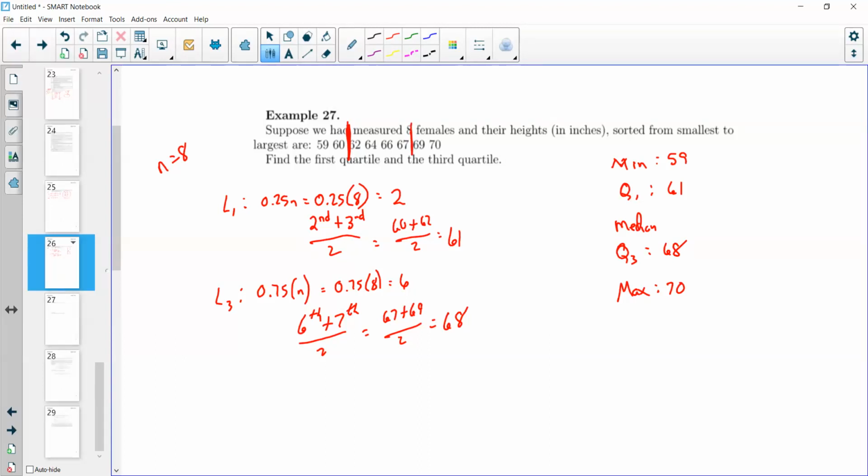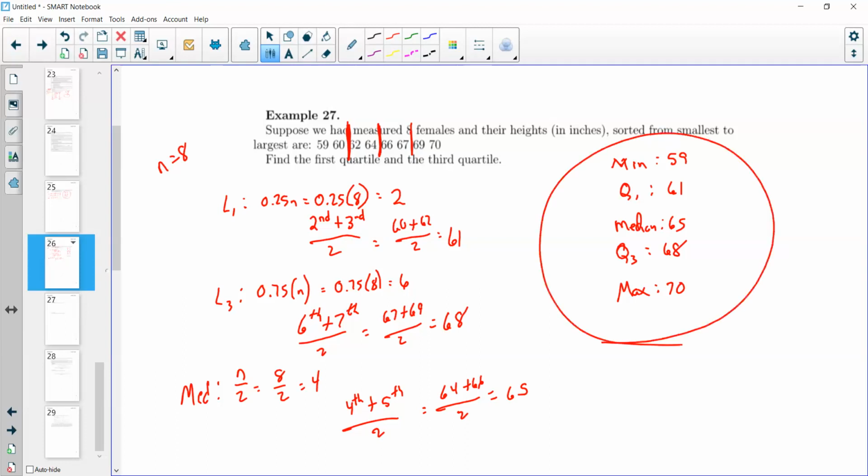Okay. And now we'll go ahead and find the median. Finding the median, we just take n and divide it by 2. 8 divided by 2 is 4. So again, we take the 4th plus the 5th divided by 2, which is 64 plus 66 divided by 2, 65, which would be right here. See what I did? I showed how it splits it into 4 even sections, 2 data points each. And it'll ask for this later, so there it is.